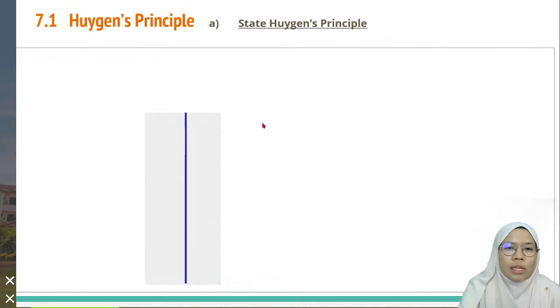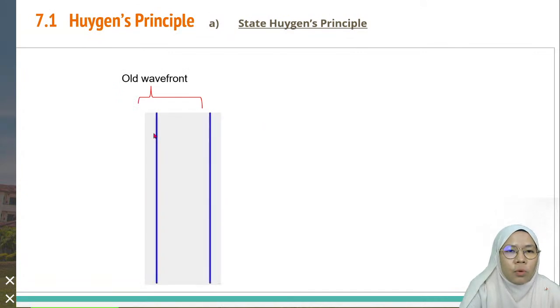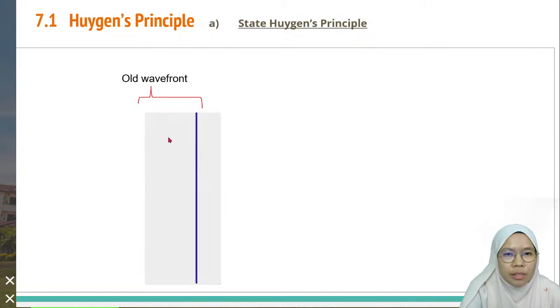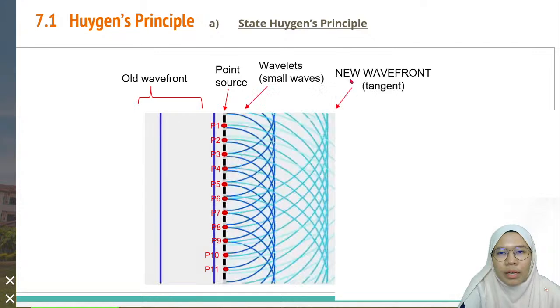Let's take a look at some animation over here. Imagine that this is the old, or initial, wavefront. Huygens says that every point on the wavefront is the source of a secondary wavelet. Here I have 11 points, and each point will have its own wavelet. This is a series of wavelets, and if we draw the tangent for all the wavelets, we get a new wavefront. Hopefully you can understand that.